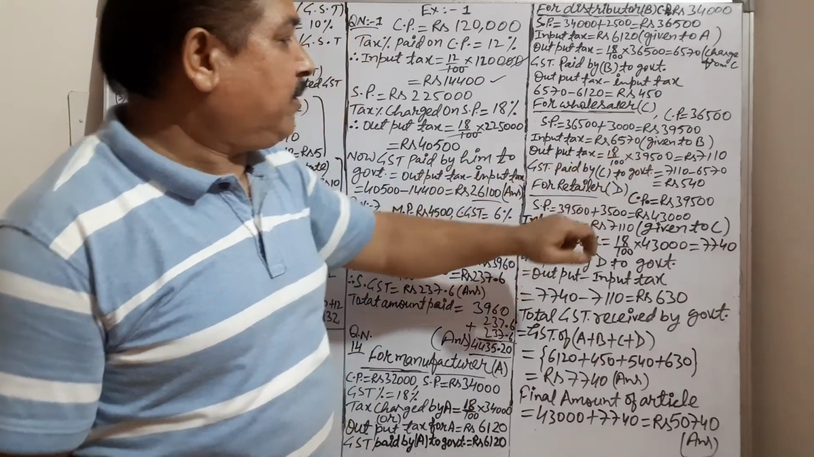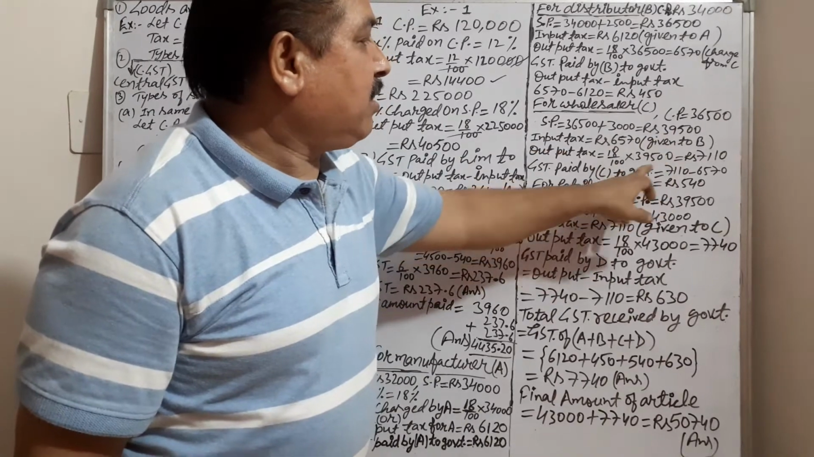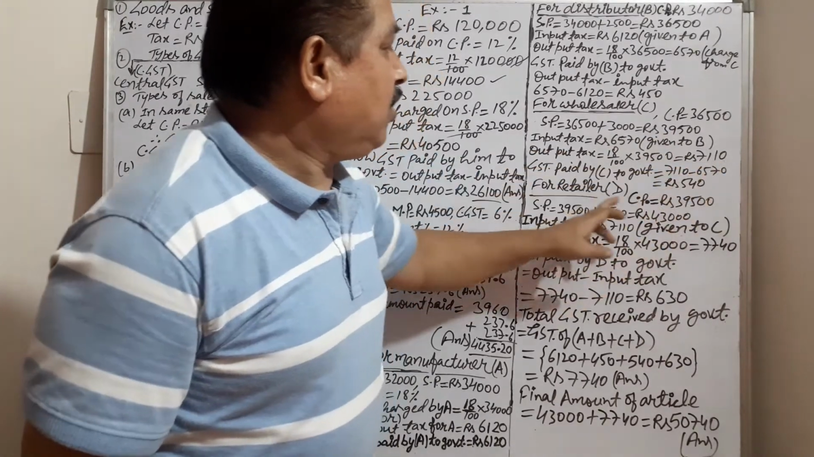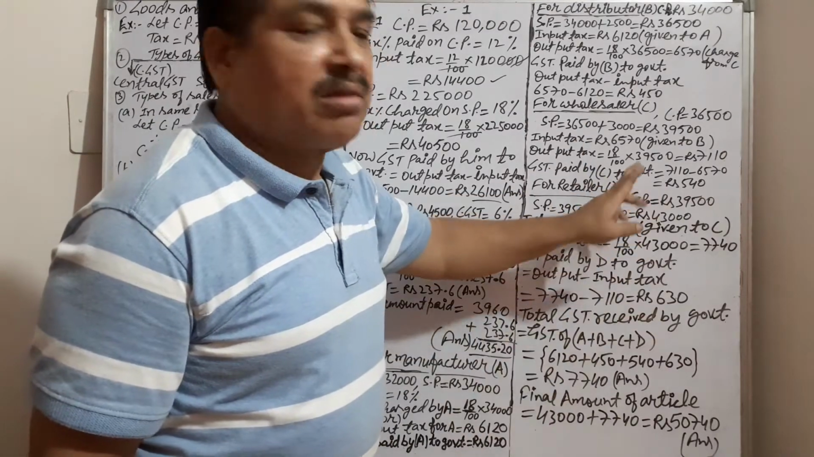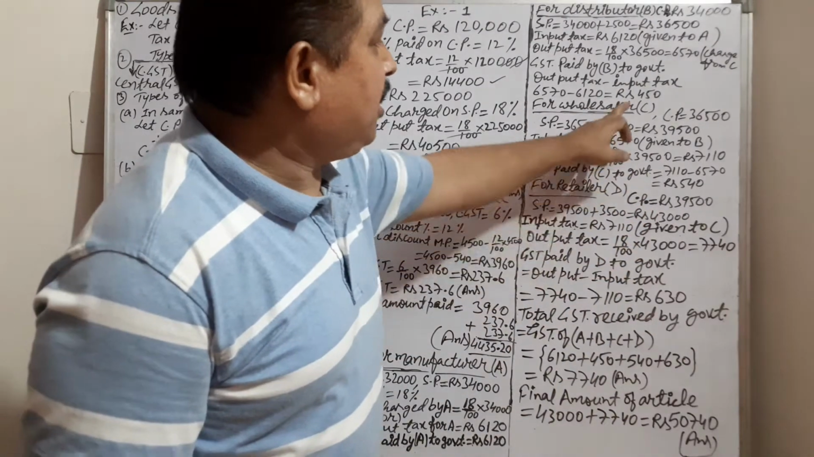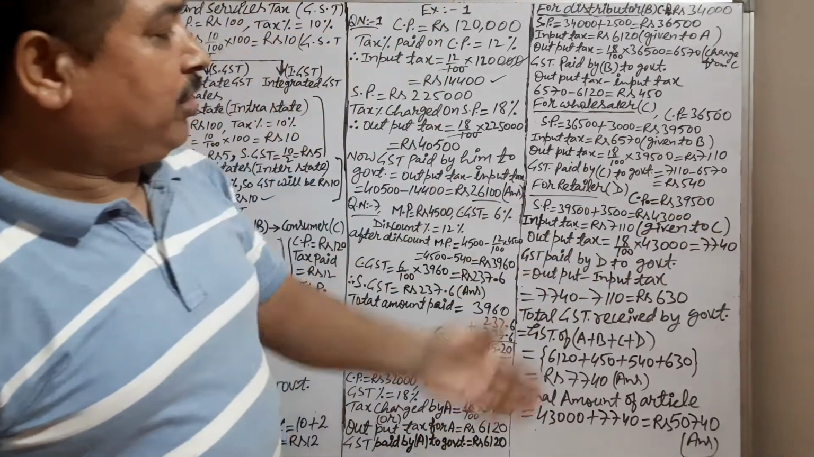Input tax is this one. And output tax on the selling price, the selling price is this one. Output tax is 7110. Now get the difference between the output and input tax. That is called GST. So the GST of C will be this one, 540.